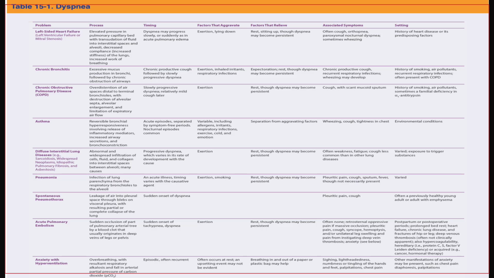So here's a great table from the text that lists out some of the possible causes of dyspnea. I definitely would study a few of these. Left-sided heart failure, I would know that one. That's an easy one to ask a question over. COPD, it's extremely common that we have patients that have COPD, asthma, and then spontaneous pneumo, and an acute PE. I will ask a question on the test with a patient scenario regarding some of the listing characteristics about this, associated symptoms, the setting.